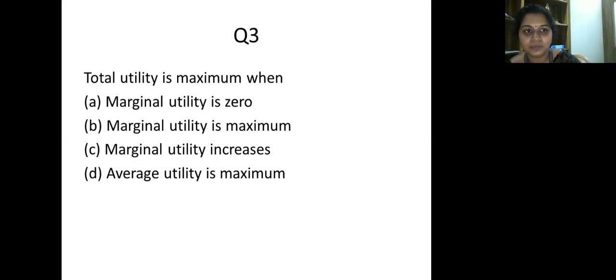And what is the next question? On this you can answer because I already told you: total utility is maximum when marginal utility is 0, marginal utility is maximum, marginal utility is increasing, or average utility is maximum. What is the answer? Total utility is maximum when marginal utility is 0. At that time only, total utility is maximum.